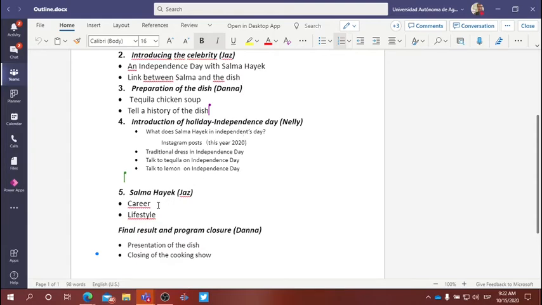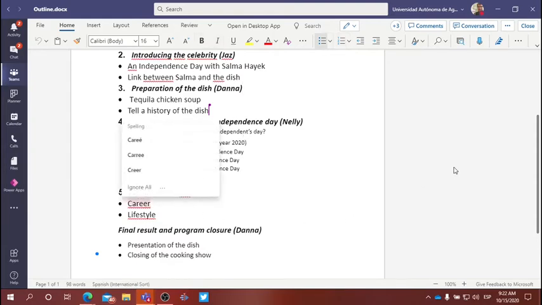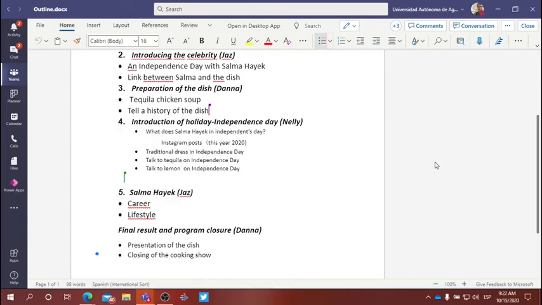Remember that it's going to be impossible to talk about everything related to Salma Hayek, or to talk about every aspect of Independence Day. We need to be very selective, very specific, and only talk about certain aspects of each as they relate to each other. Does that make sense? We've got a dish, we've got a holiday, and we have Salma Hayek. So how do we connect those?